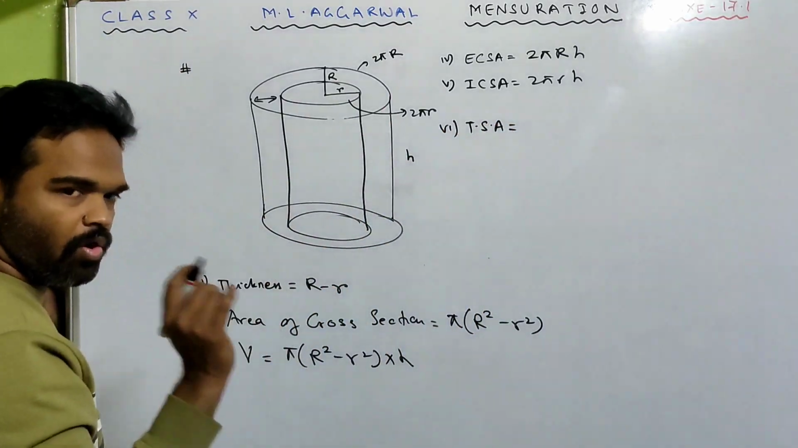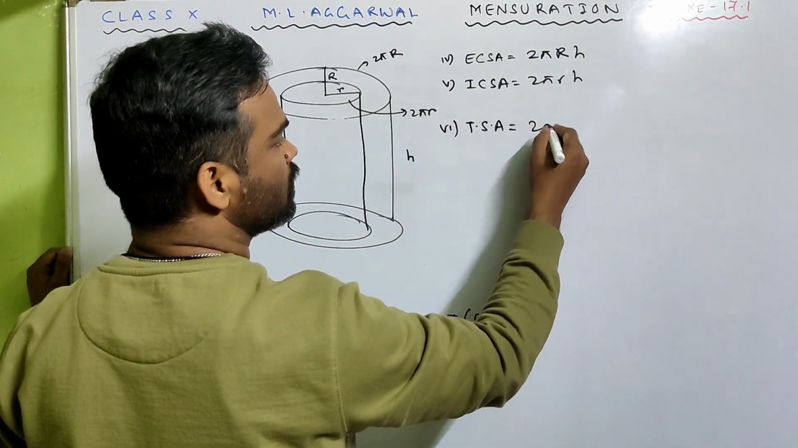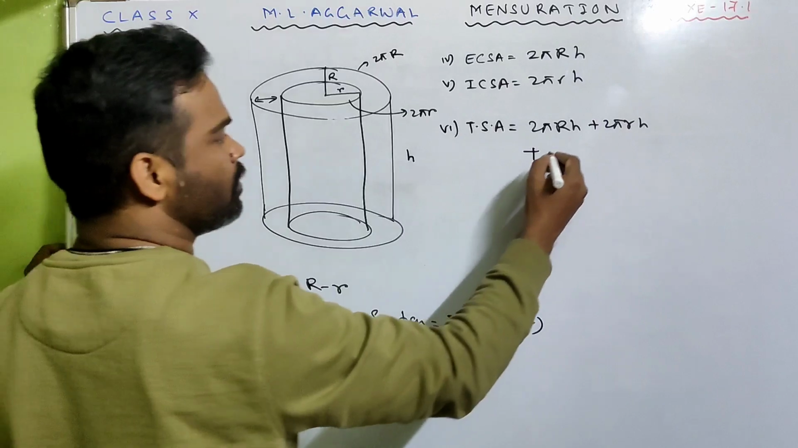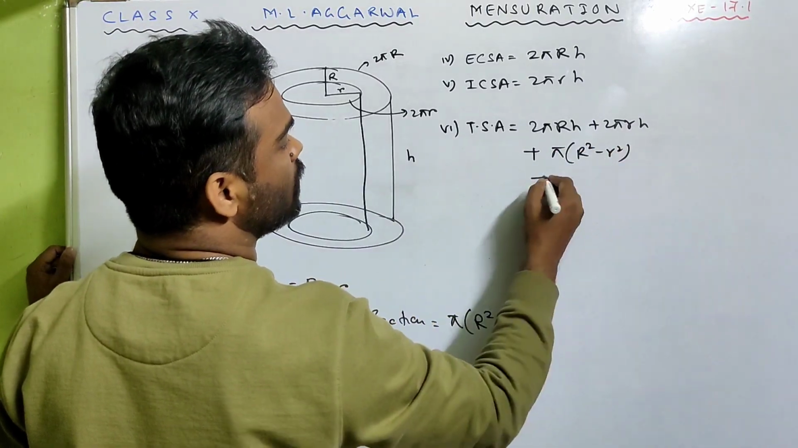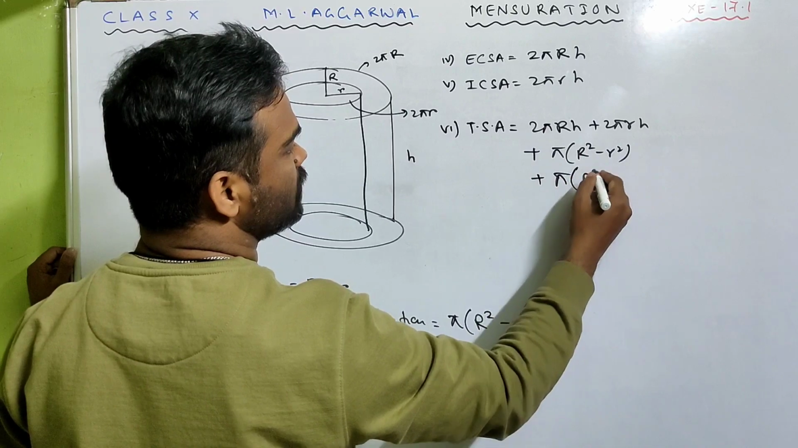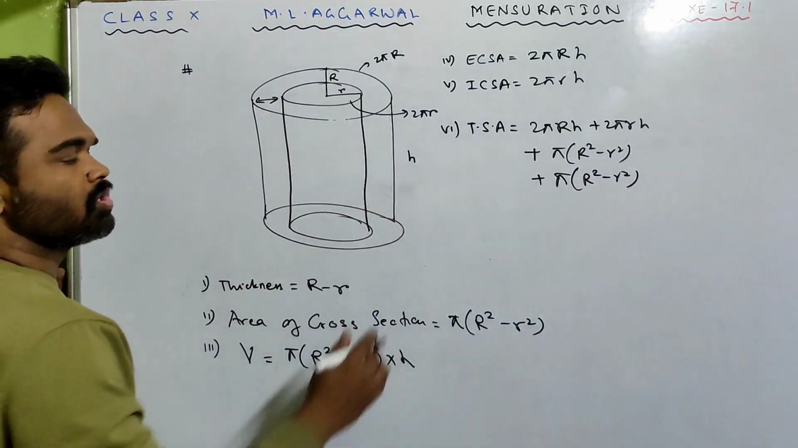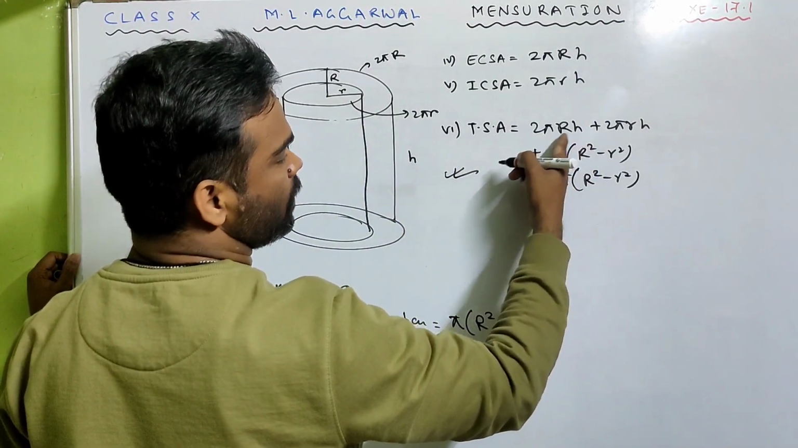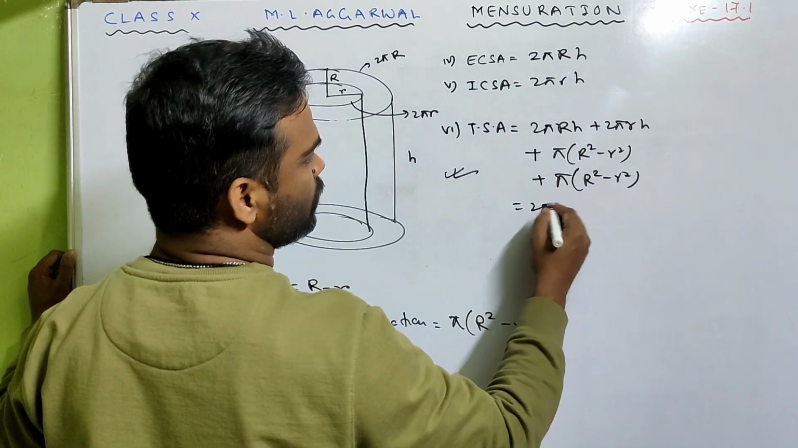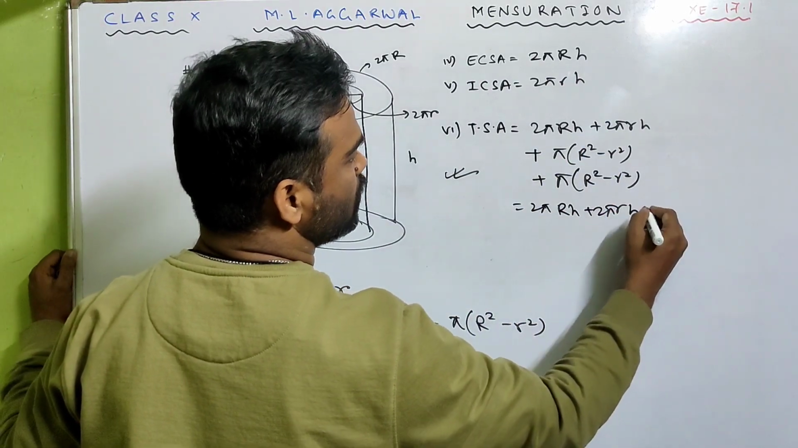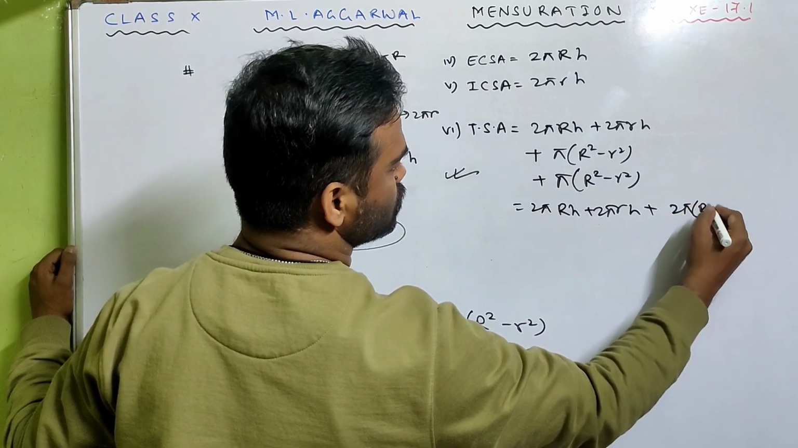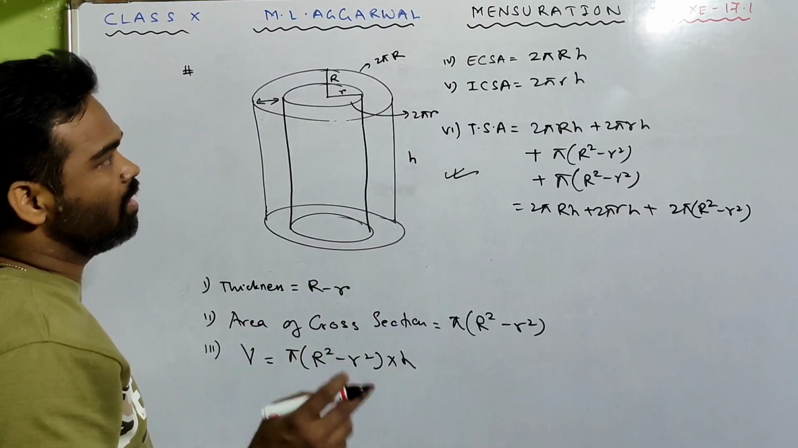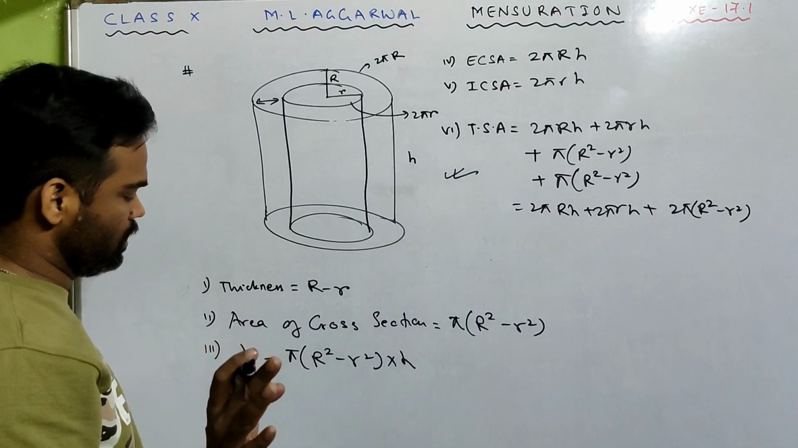See, total surface area of a hollow cylinder, try to understand. External curved surface area plus internal curved surface area plus area of the top, which is pi capital R square minus small r square, plus area of the base, bottom, same, concentric circles. This is your total surface area. You can write 2 pi capital R h plus 2 pi small r h plus 2 pi capital R square minus small r square. Okay, this is your total surface area of a hollow cylinder. Am I clear?